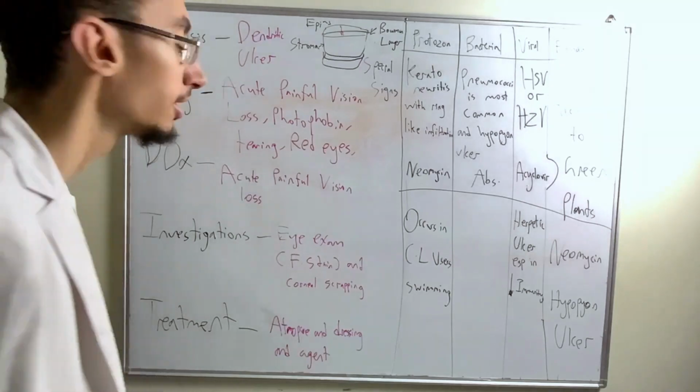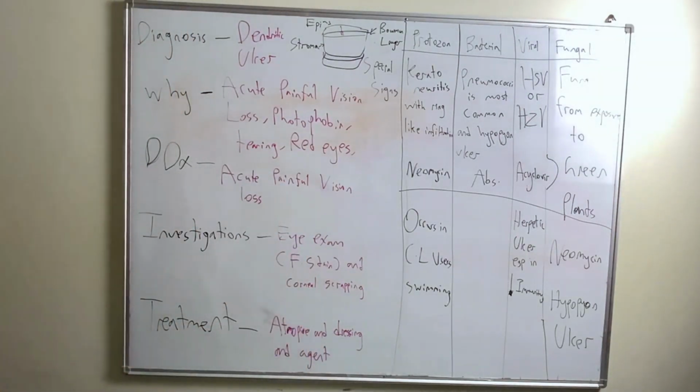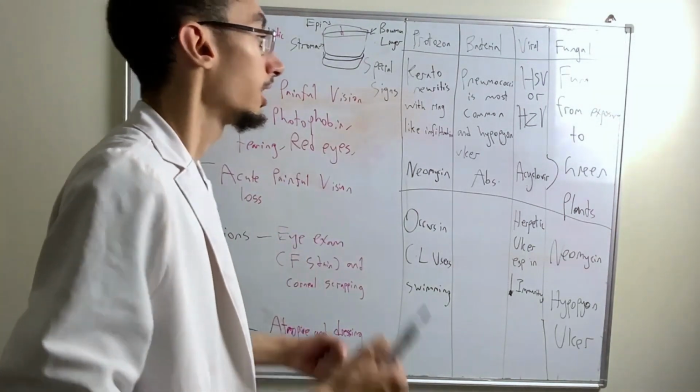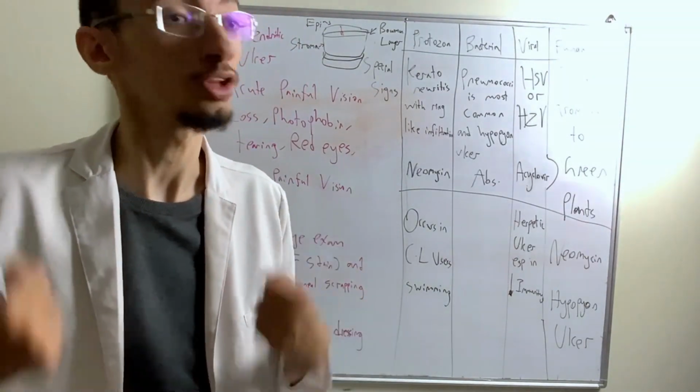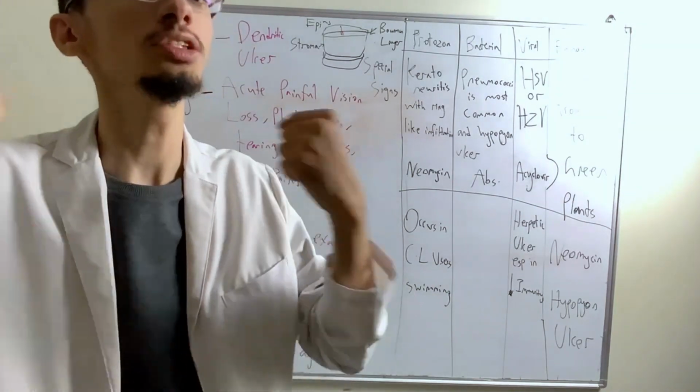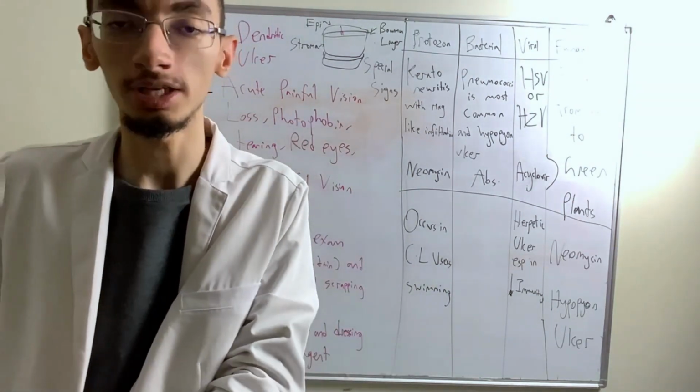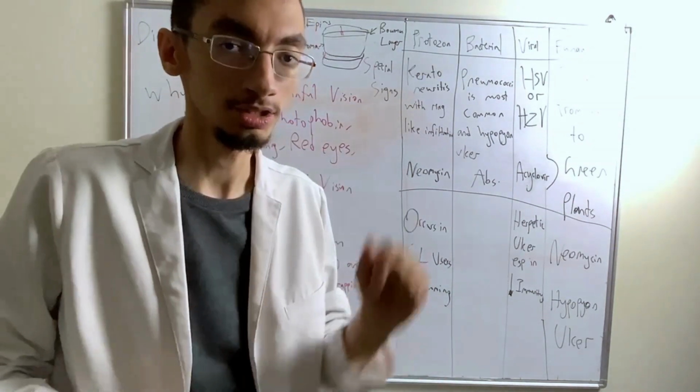Now that we get an idea about dendritic ulcer, how do I confirm that this patient might have an ulcer? Or let's say, how can we confirm in general this patient has keratitis? And then we'll think of the types, like dendritic.